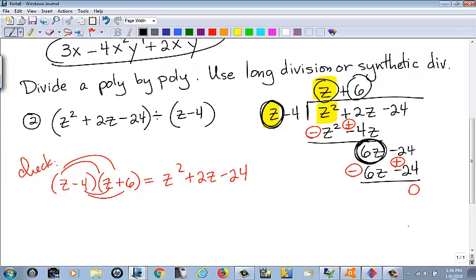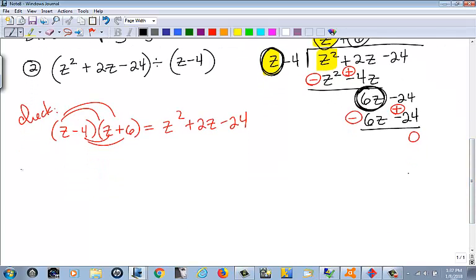You're trying to figure out, what do I take? You look just at the first term, z, and this 6z. What do I need up here? So when I multiply this times this, I want to get exactly that, and then when I change the sign, they'll drop out. Okay? Let's go for another one.